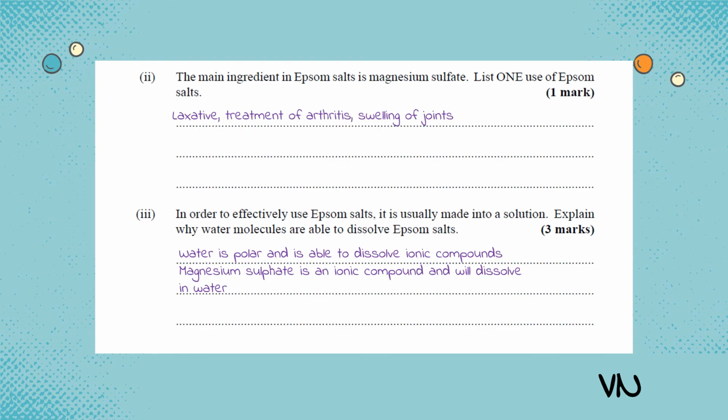So some common uses of Epsom salts are: it is used as a laxative, it is used for treatment of arthritis, and also used for swelling of joints. All right, so any one of those will give you 1 mark. In terms of why water molecules are able to dissolve Epsom salts, it is because water is a polar substance and is able to dissolve ionic compounds. Magnesium sulfate is an ionic compound and hence will dissolve in water.